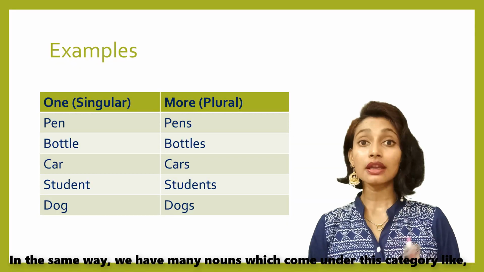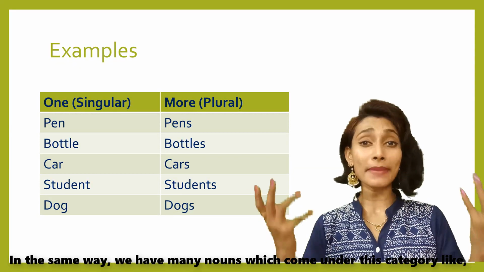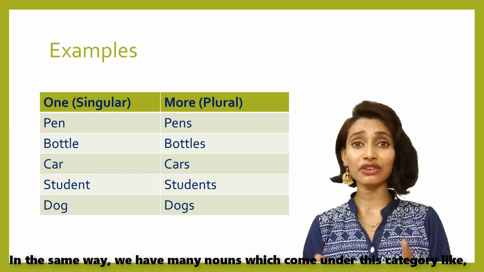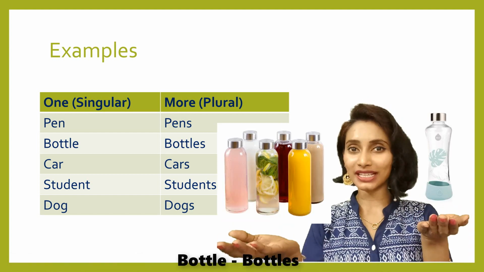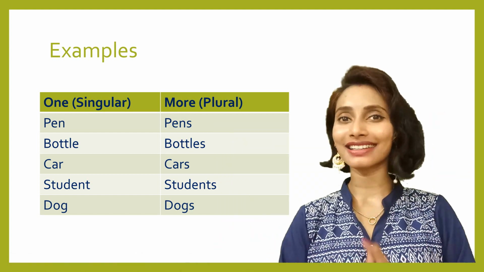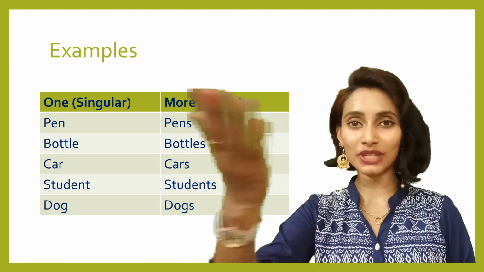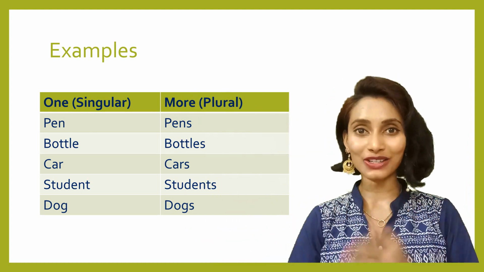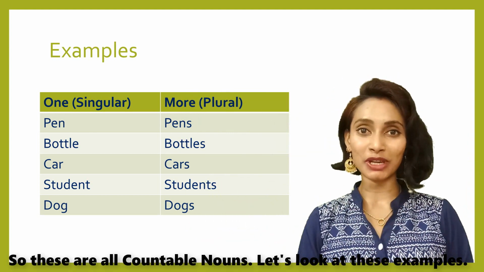So in the same way, we have many nouns which come under this category like bottle, bottles, car, cars, student, students, dog, dogs. So these are all countable nouns.